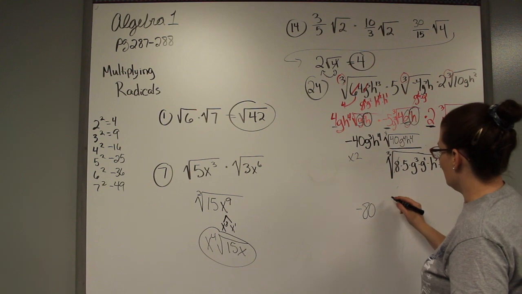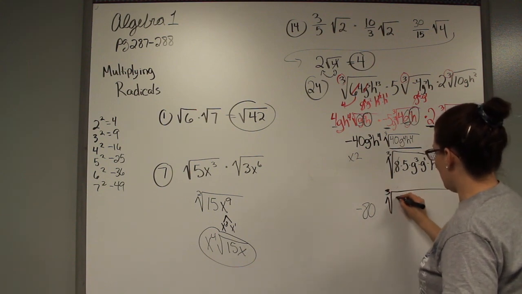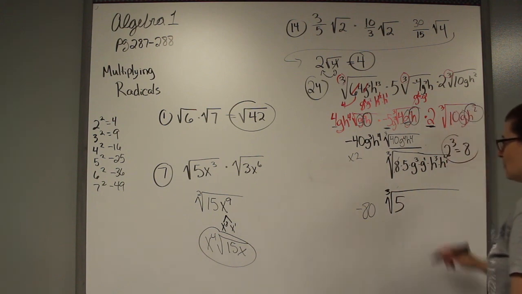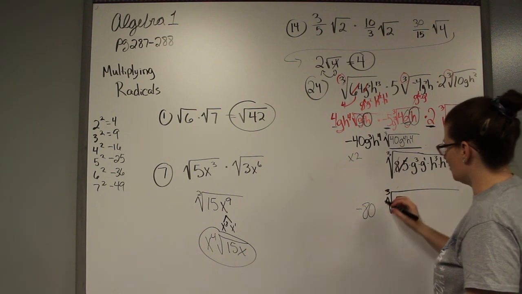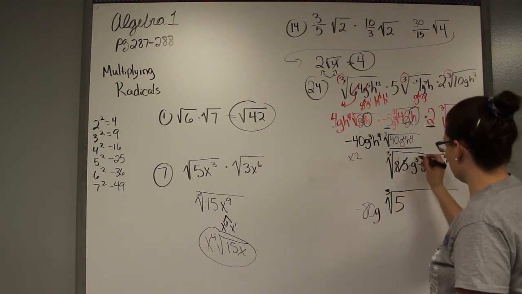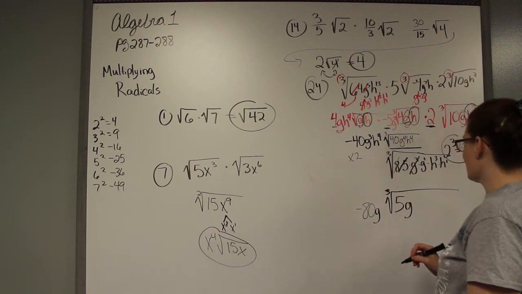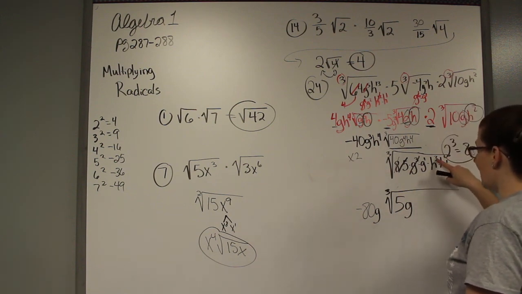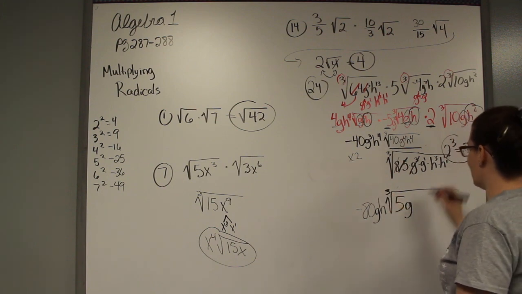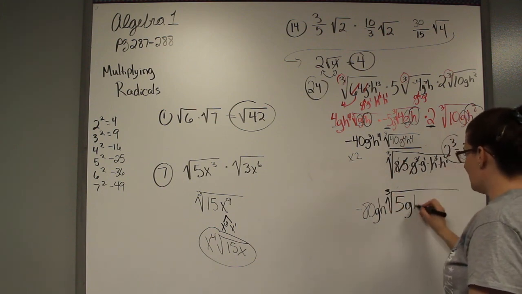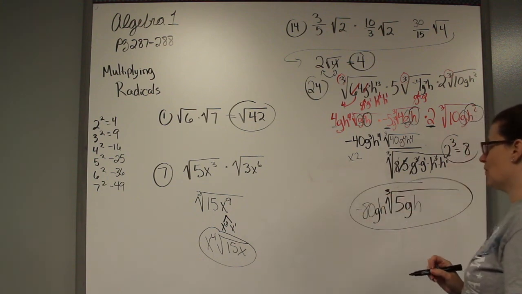All right, I'll leave some space here. 5 has to stay in. There's no cube root of that, okay? Then 3 divided by 3 is 1, so I'm going to get a g to the first power out there. That one's gone. This g to the first power stays. H to the 3rd, 3 divided by 3 is 1, so an h comes to the outside. That one's gone, and this h comes. And that is my final answer on problem 24.